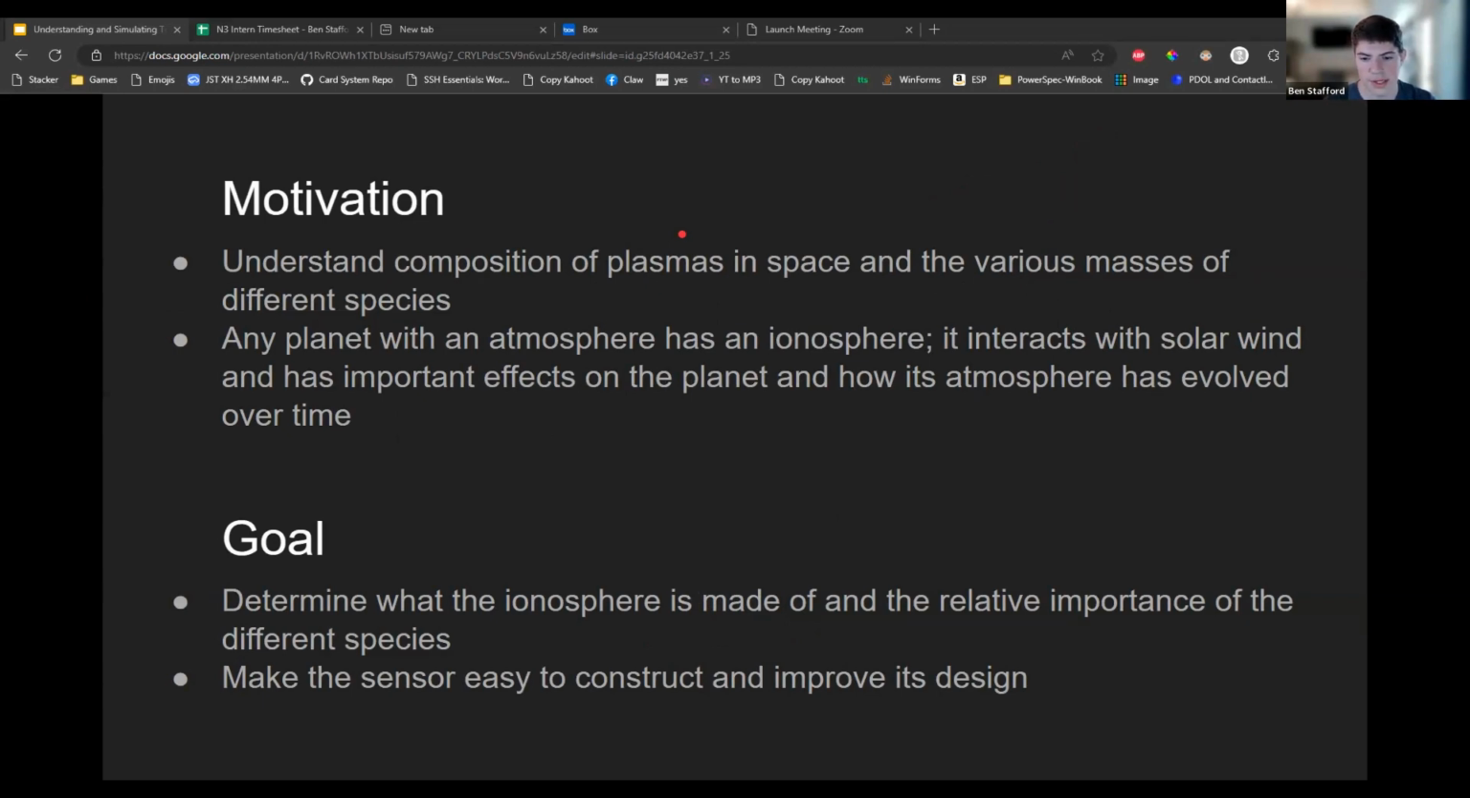So the goal of this research is to determine what the ionosphere is made of and the importance of the different species, and also to make the sensor easy to construct and improve its design. So we want to make it as cheap and low cost as possible so NASA can build it easily.